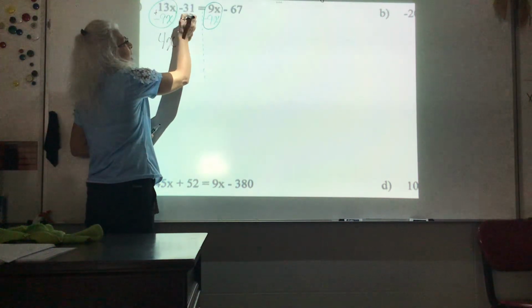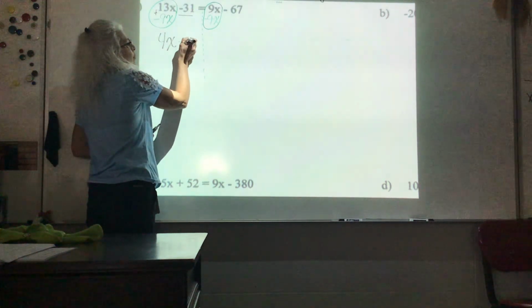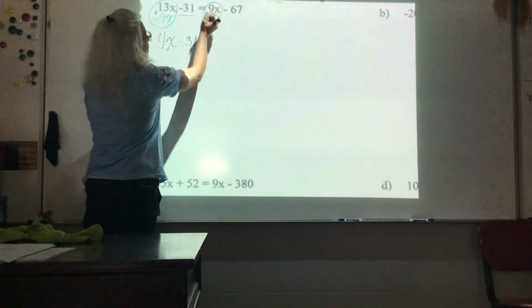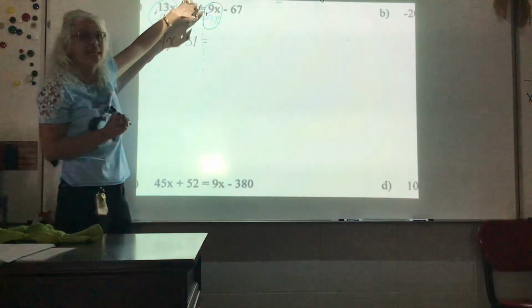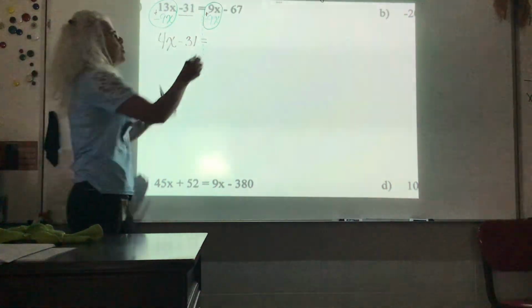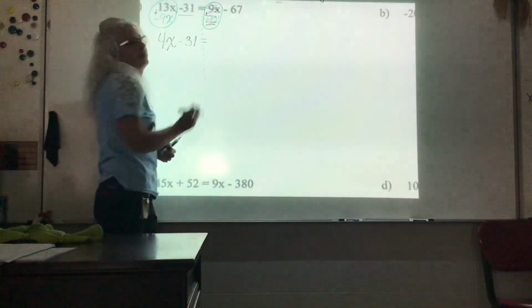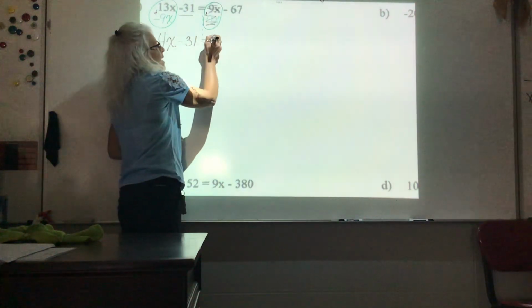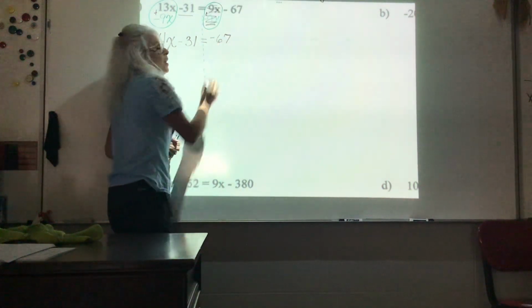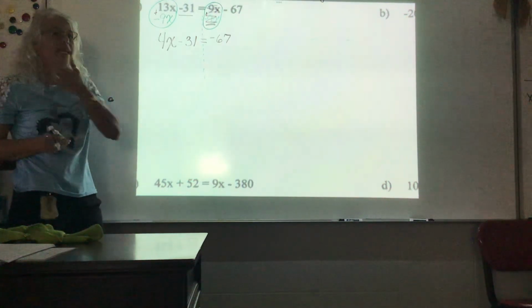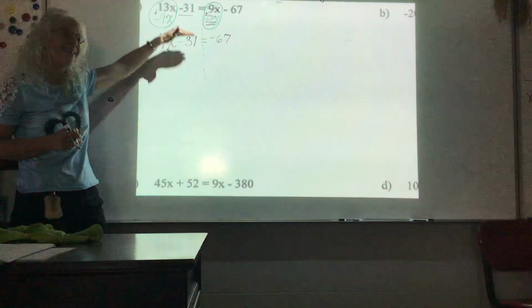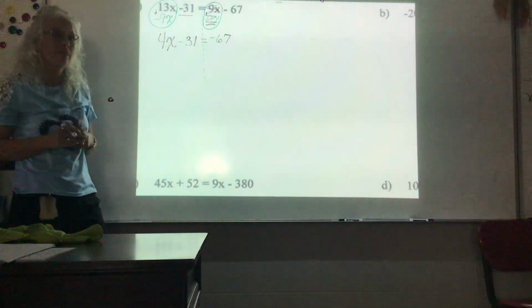Bring down my negative 31, my equal sign, and then when I combine on the right side, positive 9 plus negative 9 equals 0. So did we literally get rid of it? Yes, we literally got it to equal 0. Bring down your negative 67. Last week, I just had you stop here after you did this prep work. Today, you're going to go ahead and solve the two-step equation.